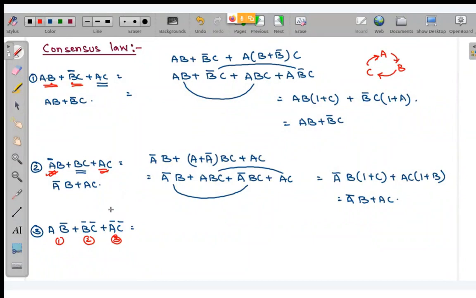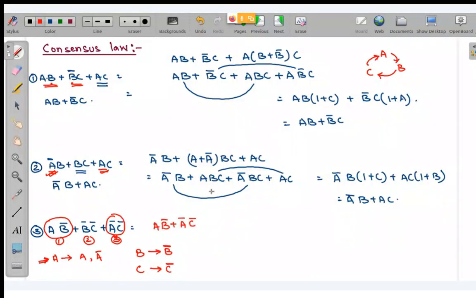1 and 3 should be retained. Very good. So here you can see A has normal form as well as complemented form, whereas B is existing only in complemented form, as well as C, it is only existing in complemented form. So you have to retain the min terms of A only. So min terms of A means this one and this one. So this will be AB bar plus A bar C bar.